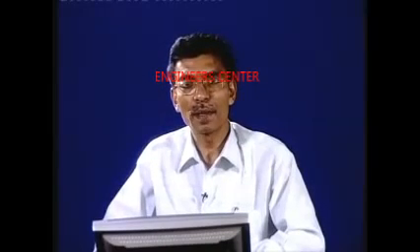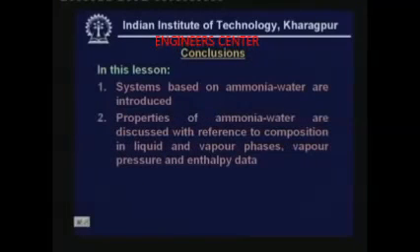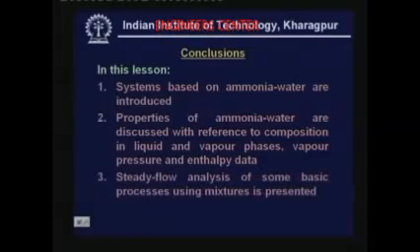So, I will explain the basic system consisting of all these components and the working principle in the next class. Let me quickly summarize what we have learned in this lesson. In this lesson, systems based on ammonia water are introduced and properties of ammonia water are discussed with reference to composition in liquid and vapor phases, vapor pressure and enthalpy data, and some simple processes using mixers are analyzed assuming steady flow process. In the next class I shall discuss the actual systems. Thank you.